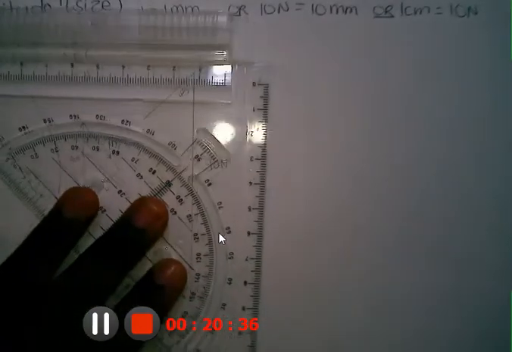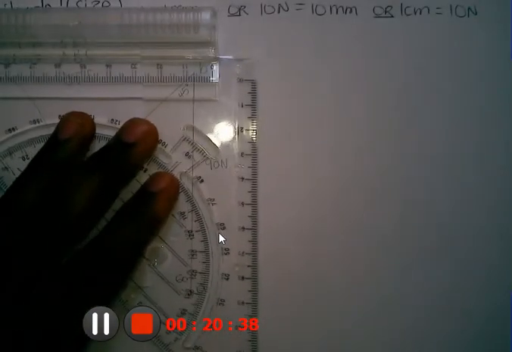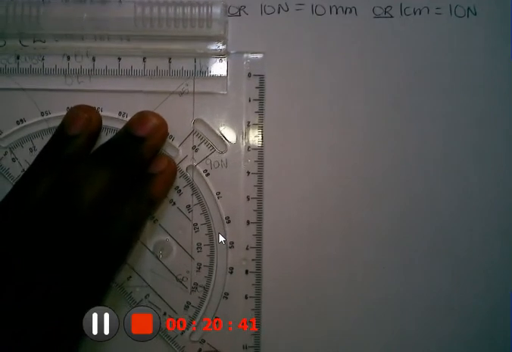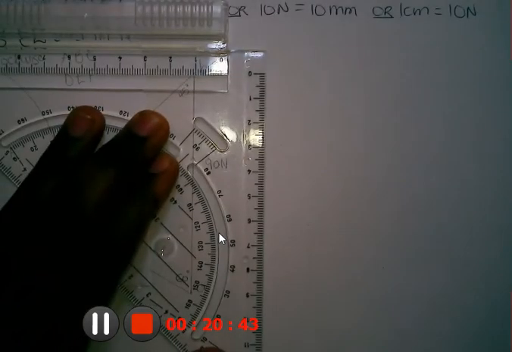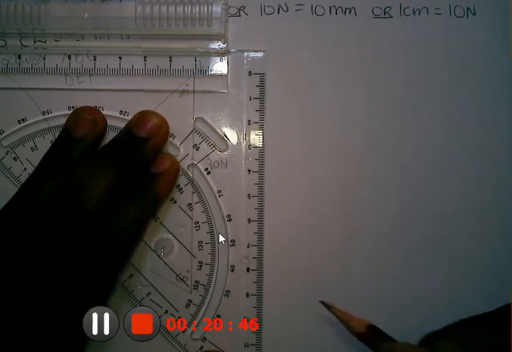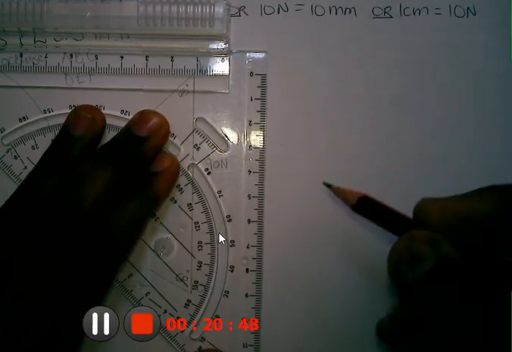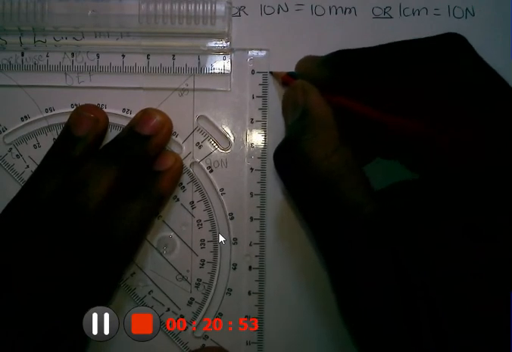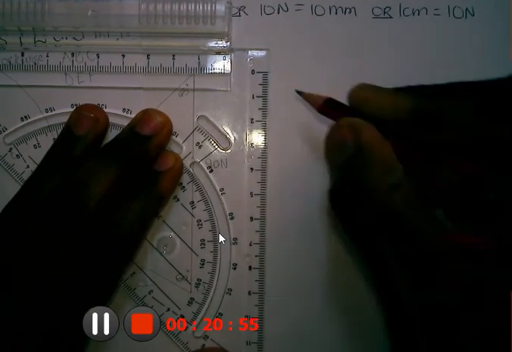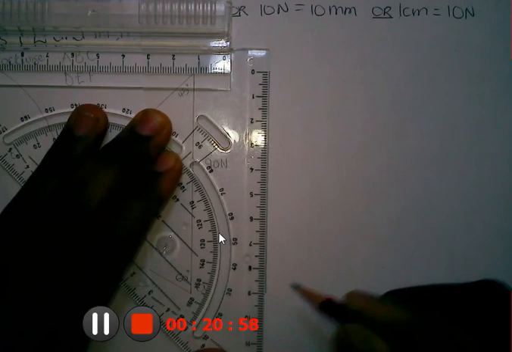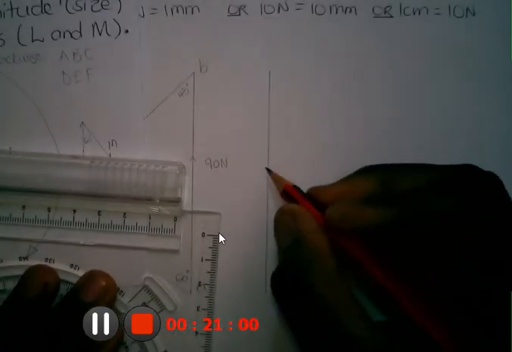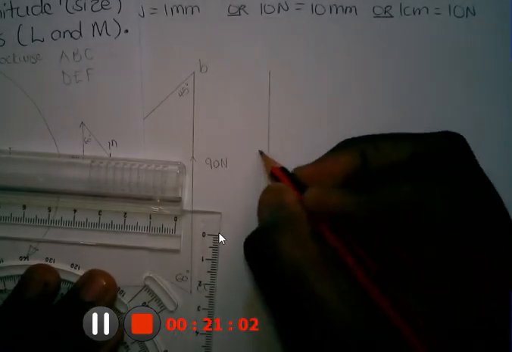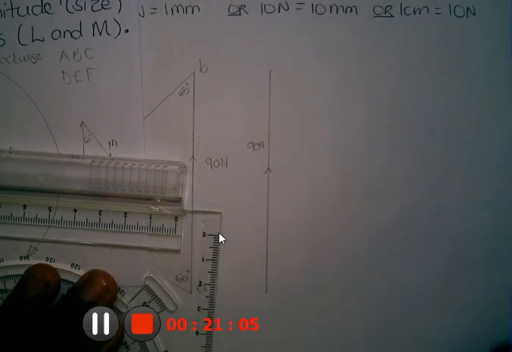Now we again start with our 90 Newton. I apologize for the blinking and the blaring of the video. Don't know, it's maybe the movement that is too much. Okay, so we start again off with our 90. That is our 90 Newton line.